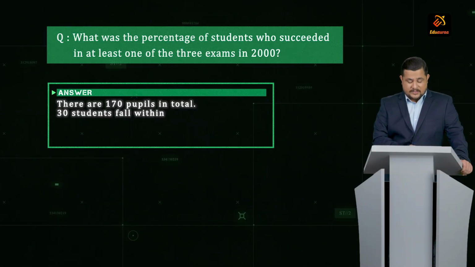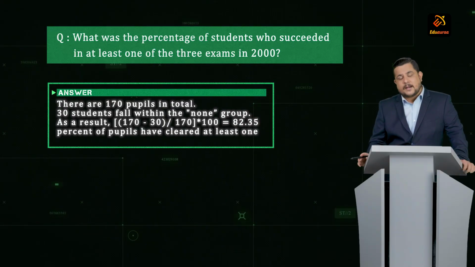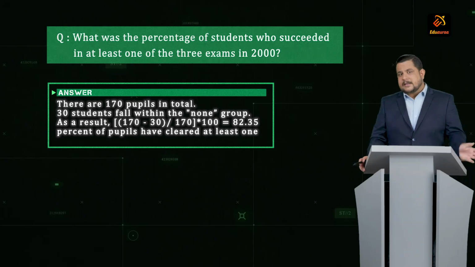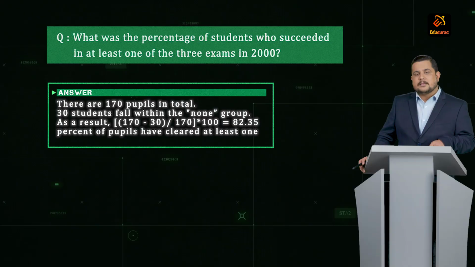They are asking what was the percentage of students. So they are talking about this percentage. As we know, the total number of students will represent 100%. From these 100%, how many passed at least one exam? At least one exam means what? They can pass more than one exam also. But at least one, right? A student who passed one exam also will come in that category.